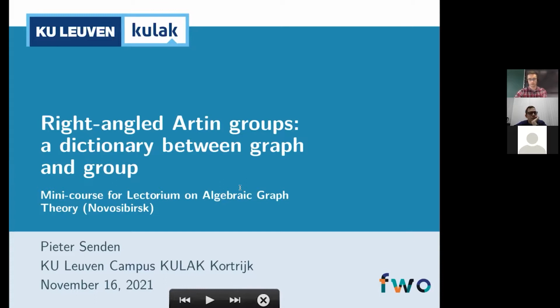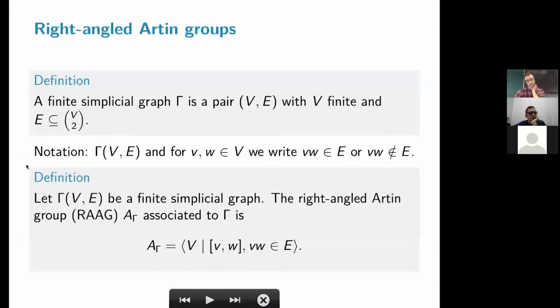So let me start with the definition. I will give examples later, but to give it in perspective, it's useful to start directly with the definition. So we start with the definition of a graph, and in my talk and the next one, all graphs will be both finite and simplicial. It means that I only have a finite number of vertices, and there are no multiple edges or loops in my graph. So I define a graph as a pair V and E. V is a set of vertices, and E is a set of edges. And I view E as a subset of all subsets of V containing exactly two elements.